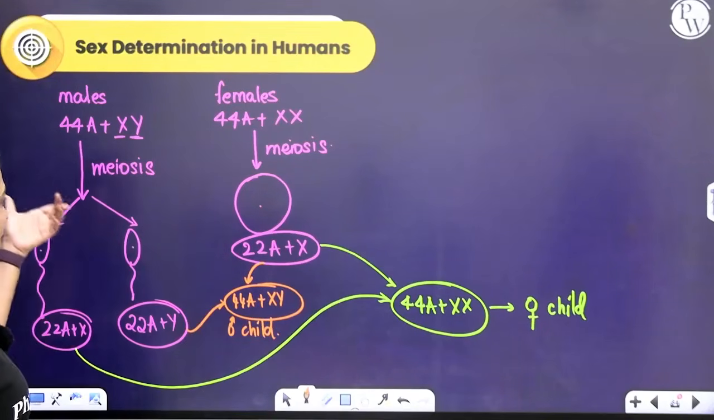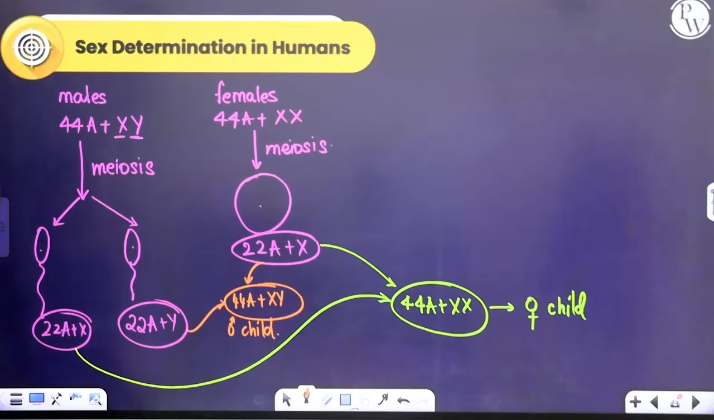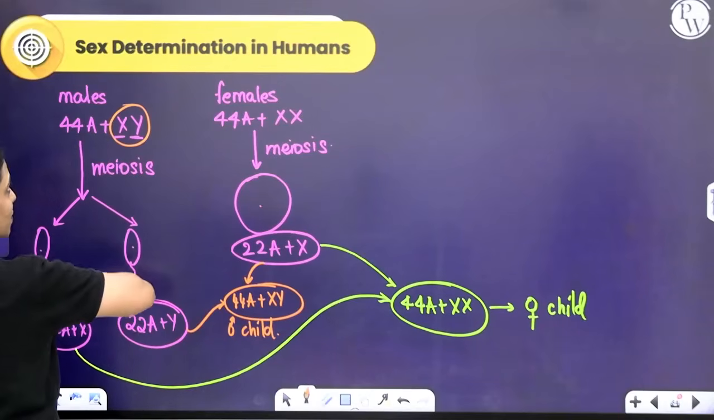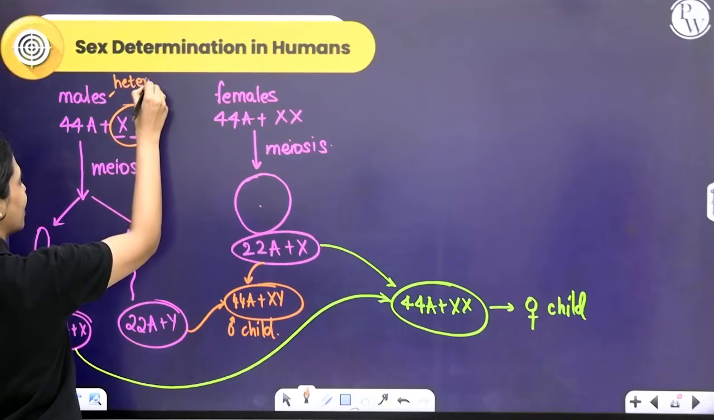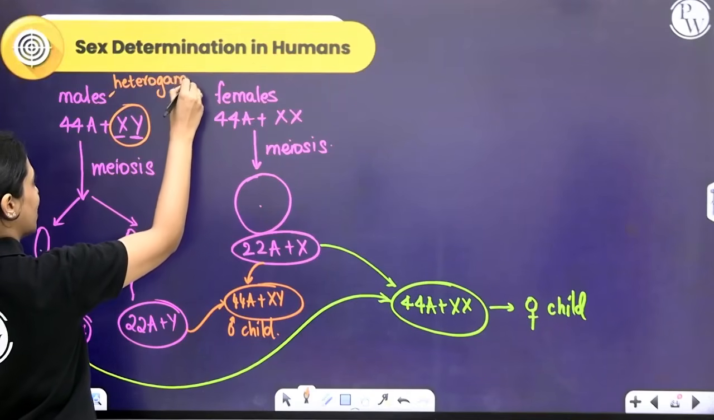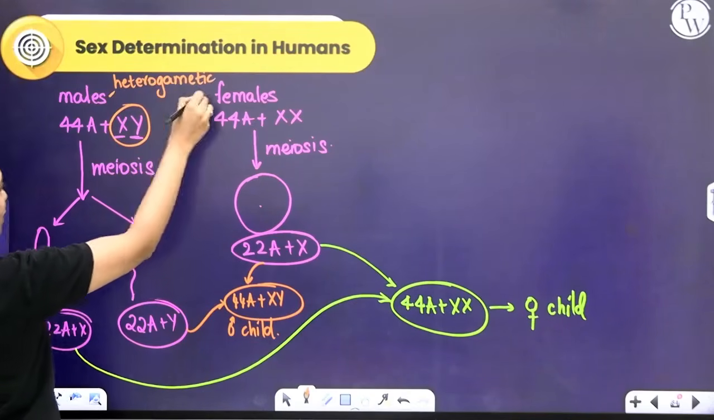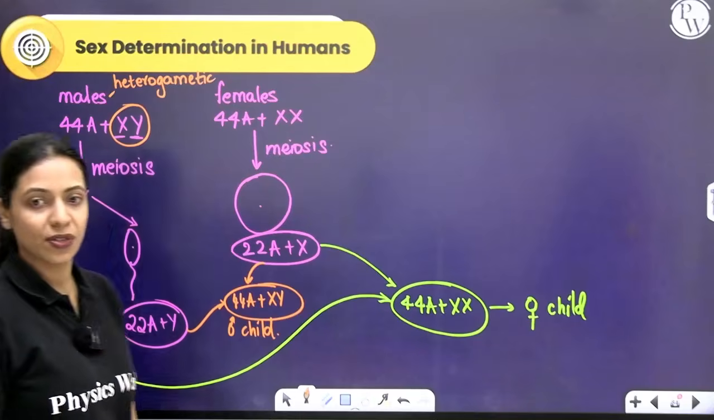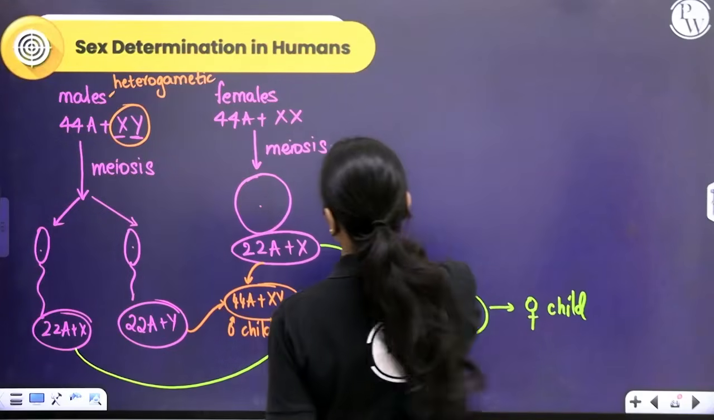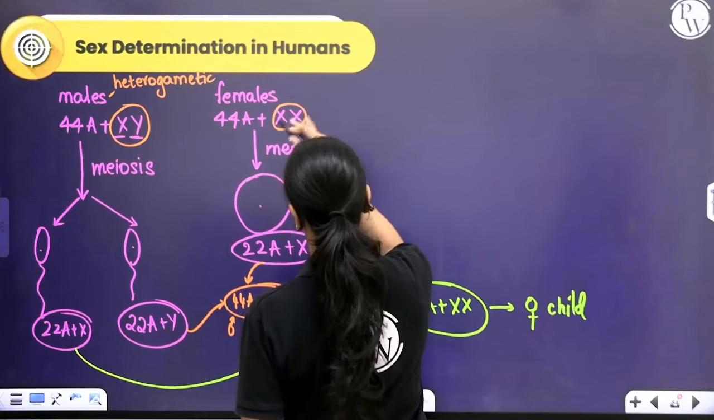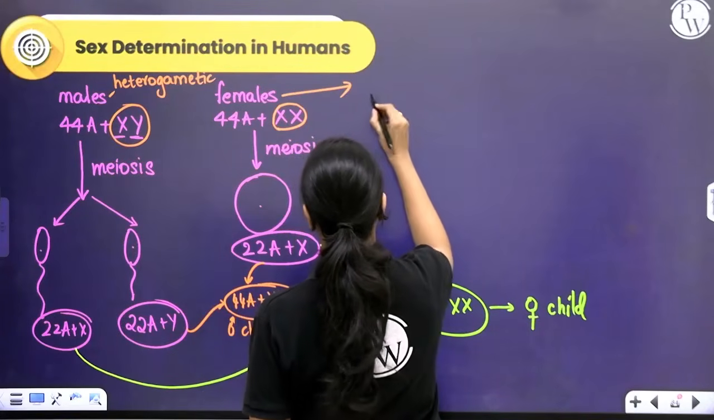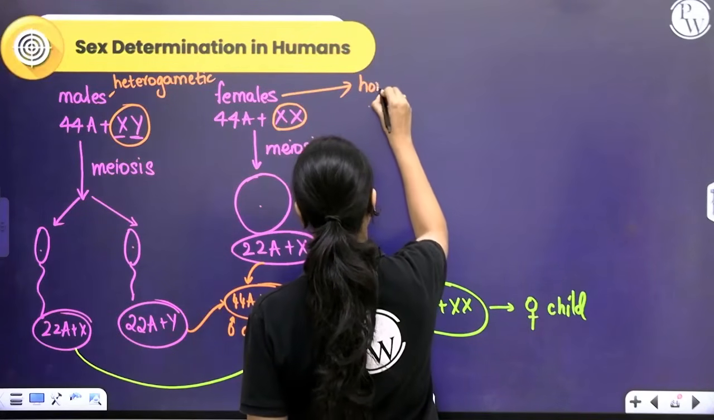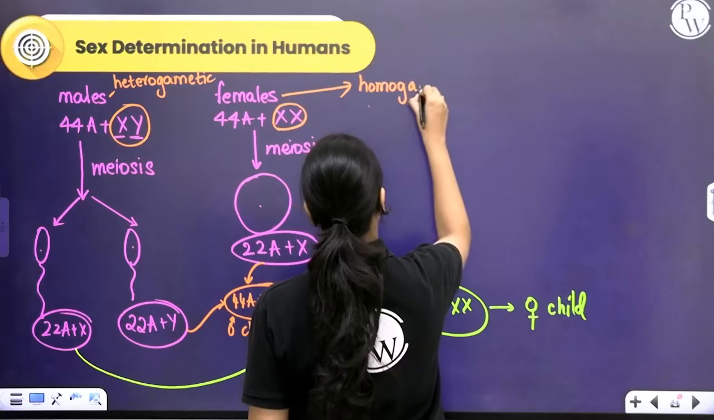Since here males produce two different types of gametes because they have two different types of sex chromosomes, males are said to be heterogametic. Hetero means different. Different types of gametes it's producing, so it's called heterogametic. Since females have only one type of sex chromosome, females produce only one type of gamete, females are said to be homogametic.